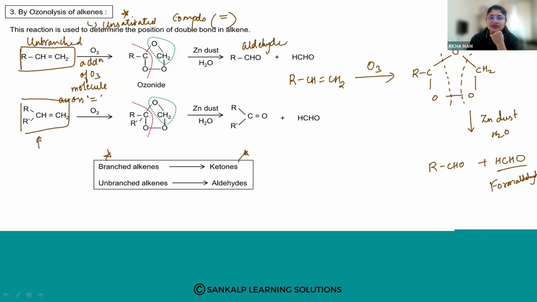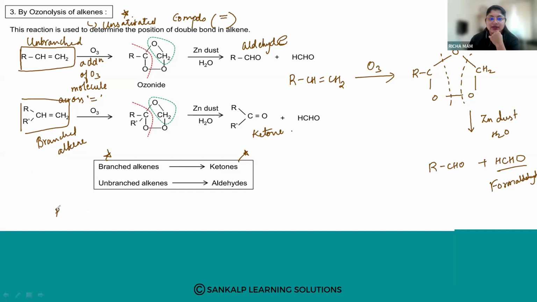Whenever you have an unbranched alkene, you will get an aldehyde. Whenever you have a branched alkene, what are you going to get? You are going to get a ketone. Okay, fine. So we'll see for ketone if you want.